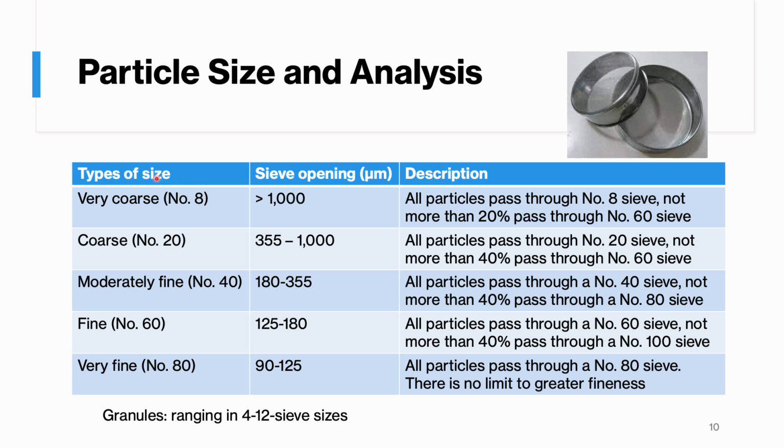So in general, there are 5 types of size for powders, and it depends on the purpose of use. Different kinds of powder will be applied. Granules are agglomerates of powders, and the size of granules is usually larger than the size of the powder, ranging from 4 to 12 sieve size.